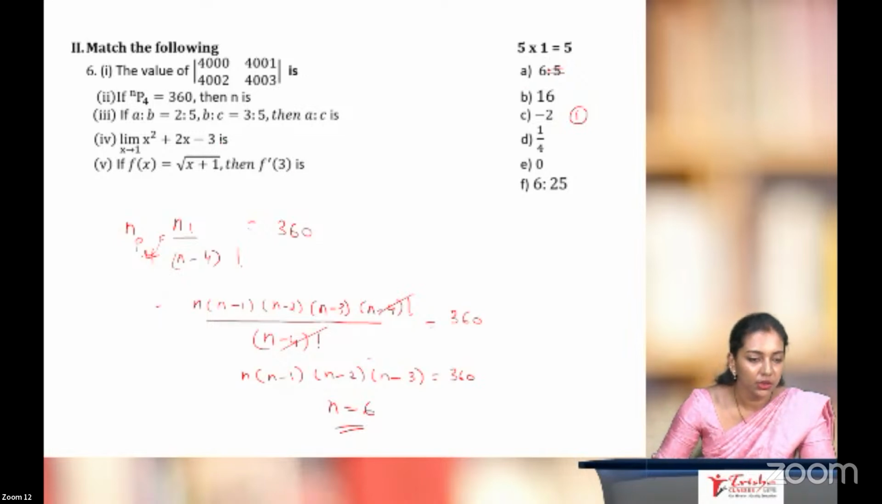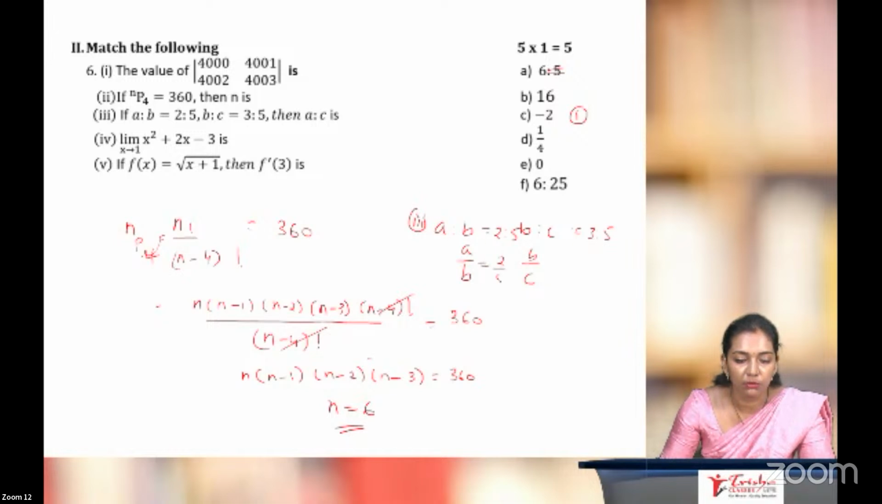Okay, so here compound ratio, that is the third one. Compound ratio and A is to B. So A is to B can be written as A by B. And here B is to C can be written as B by C. Okay. So here we have the values as 2 is to 5. And here you have the values as 3 is to 5. Okay. So A by B is equal to 2 by 5 and B by C is equal to 3 by 5.